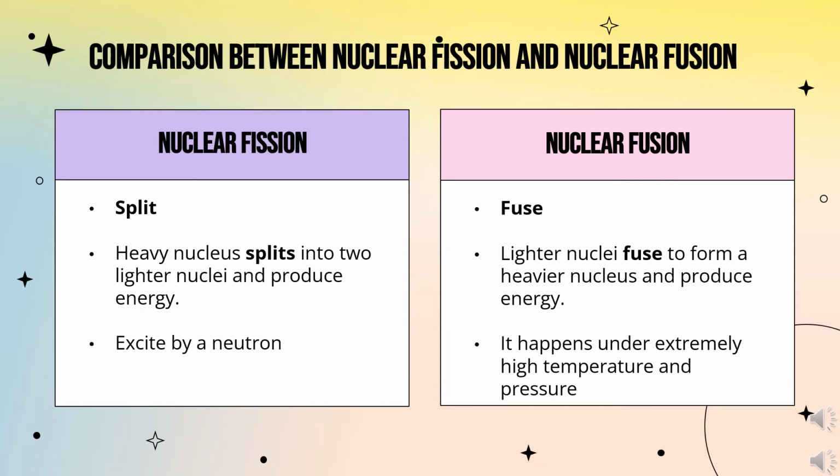This is the comparison between nuclear fission and nuclear fusion. For nuclear fission, the keyword is split, where the heavy nucleus will split into two lighter nuclei and produce energy. The heavy nucleus is excited by a neutron that is bombarded to it. Meanwhile, for nuclear fusion, the keyword is fuse, where two lighter nuclei fuse to form a heavier nucleus and produce energy. Nuclear fusion happens under extremely high temperature and pressure. I hope this comparison can help everyone to understand clearly about nuclear fission and nuclear fusion.